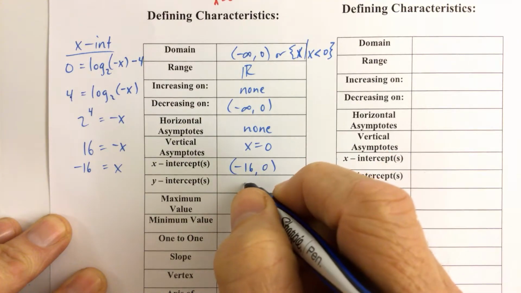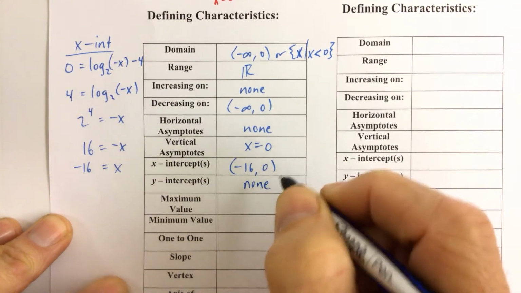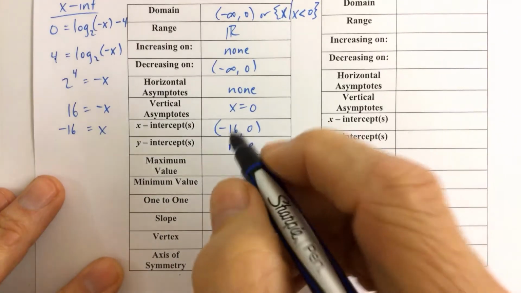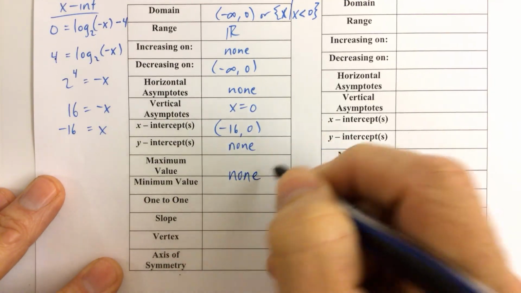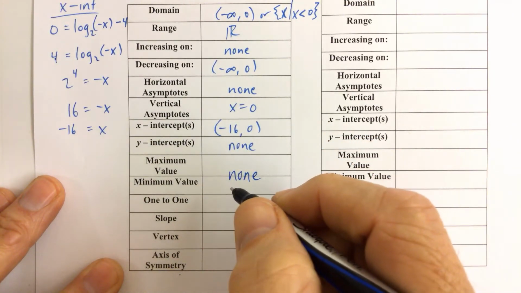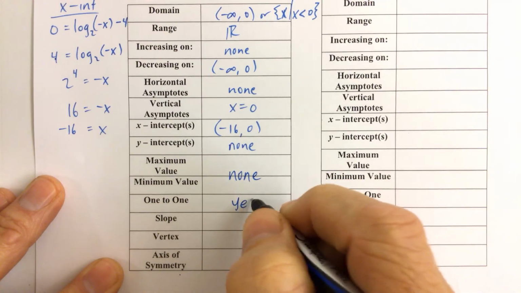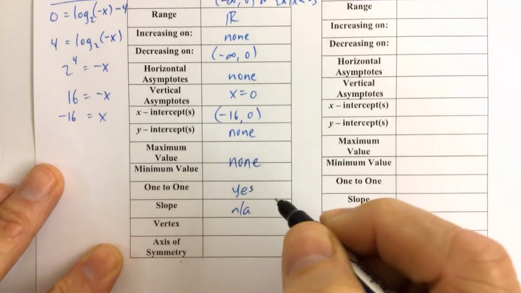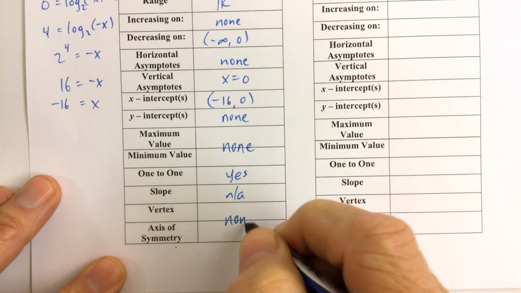We can see also that this graph does not cross the y-axis. And then we have no max, no min. One to one here. Yes, it is one to one, and then we've done this for the rest of these guys. So NA and then none. That's it.